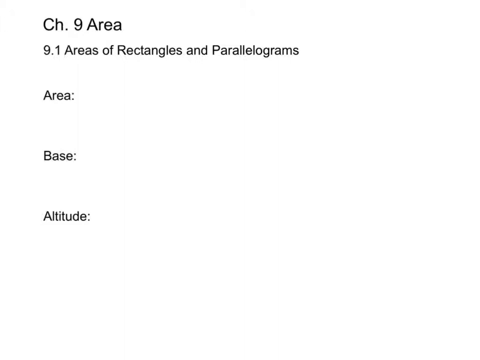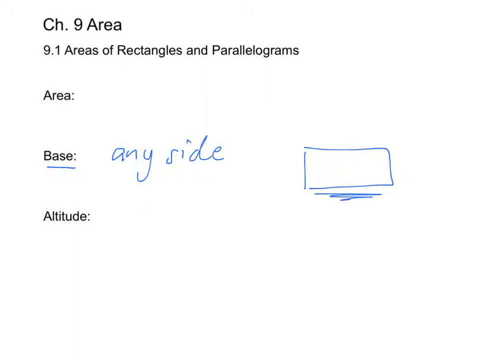So the area of a figure is the measure of the region enclosed by the figure. And the base of a figure is any side of a rectangle or parallelogram. So if we have our rectangle, we can choose any side to be the base. So for example, I can choose that this side is going to be the base of the rectangle.